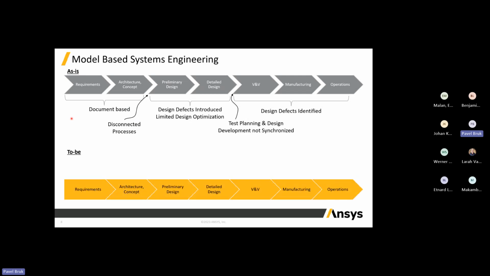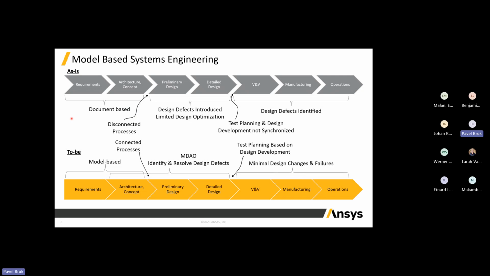So with model-based systems engineering, we introduce connected processes. We are able to introduce multidisciplinary analysis and optimization processes, which will help us to identify and resolve design defects earlier in our life cycle. It allows us to do test planning, and it allows us to do a minimal amount of design changes and introduce the minimum amount of failures to our system.